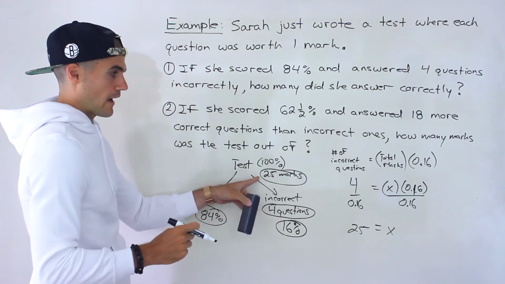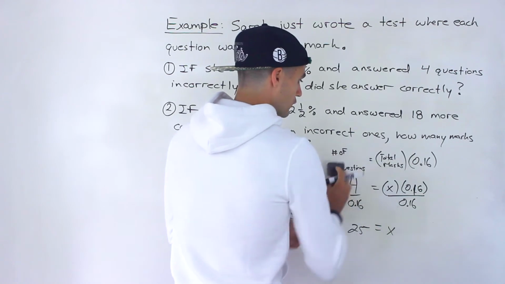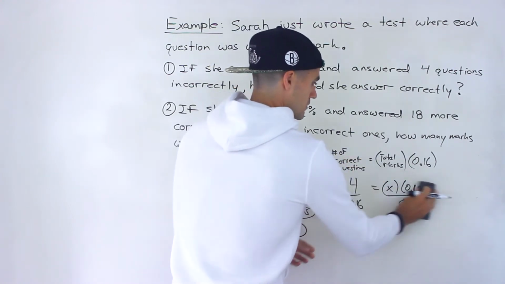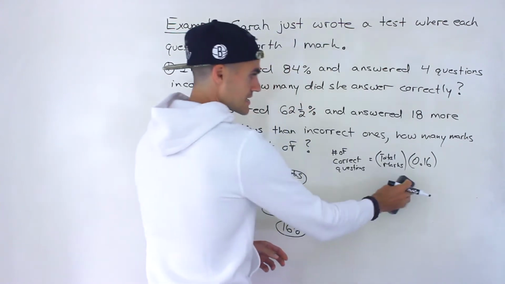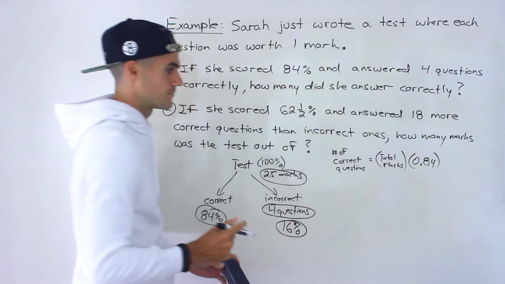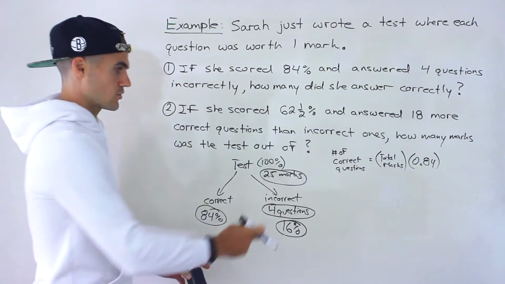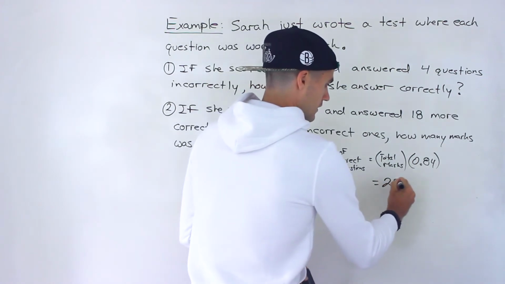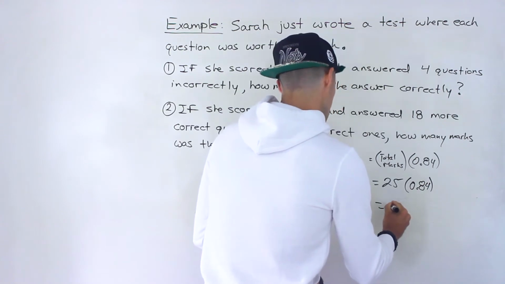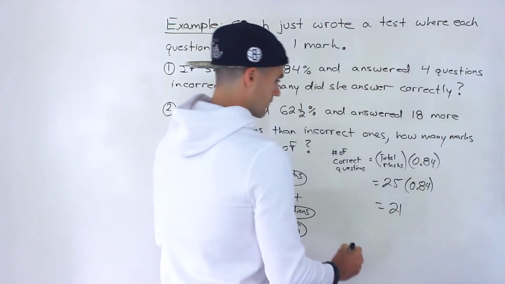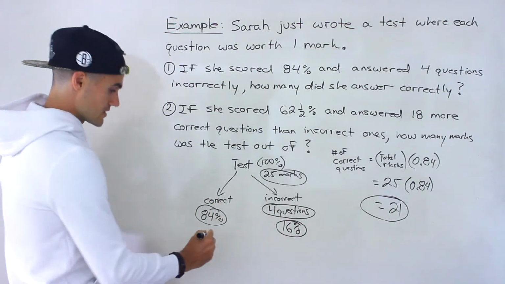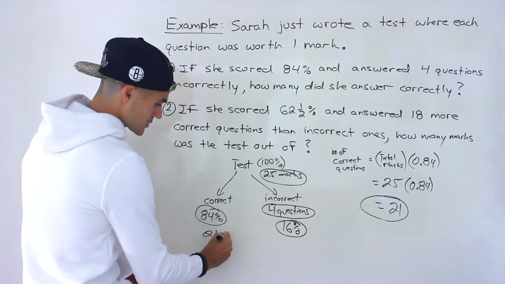And so now that we know that, we can find out what the number of correct questions is. It's going to be the total marks the test is out of times 0.84. She got 84% on the test. So the total marks is 25 times 0.84, which would give us 21. So that's the number of questions that she answered correctly. So this here ends up being 21 questions.